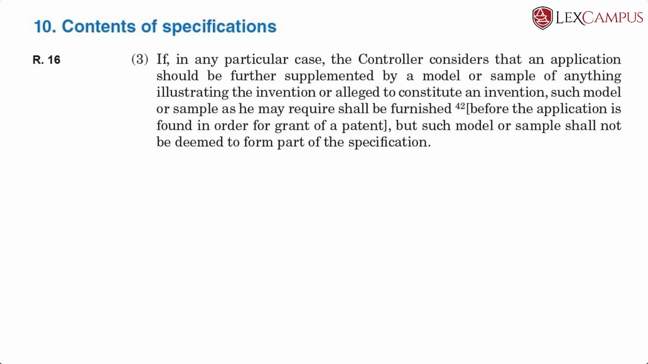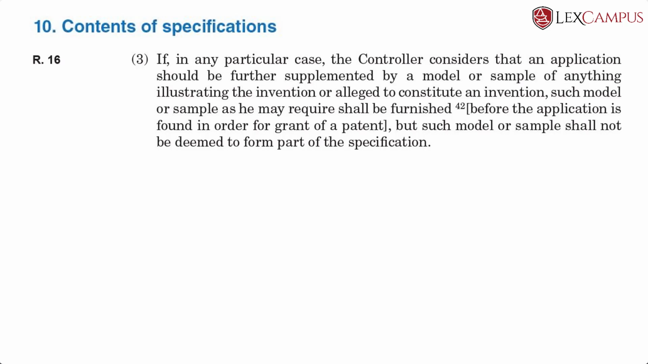The controller has the power to insist on a model or a sample of anything illustrating the invention, and once the controller insists, the applicant shall furnish it before the application is found in order for the grant, but such model or sample shall not be deemed to form a part of the specification.